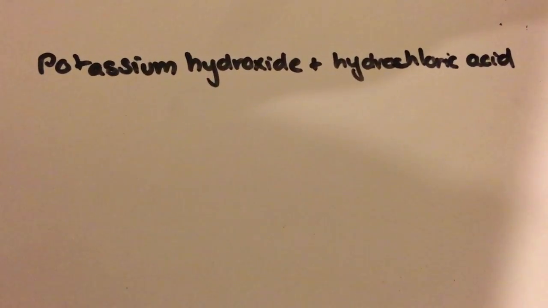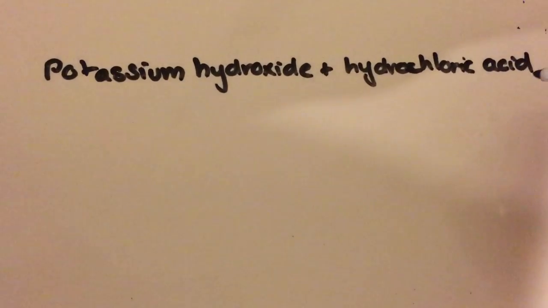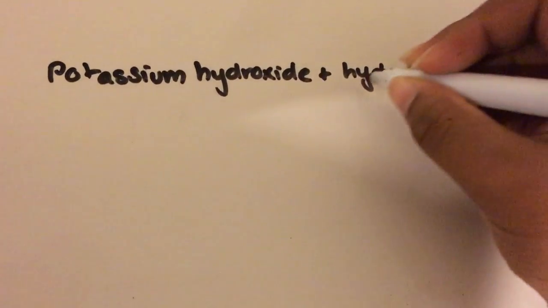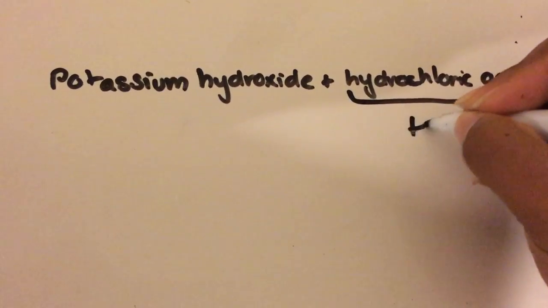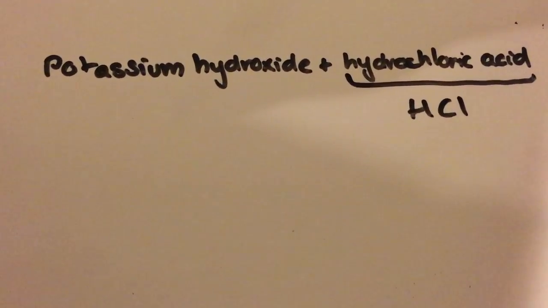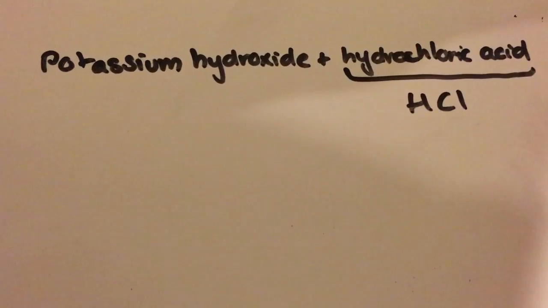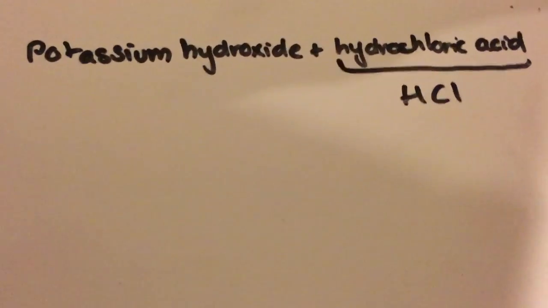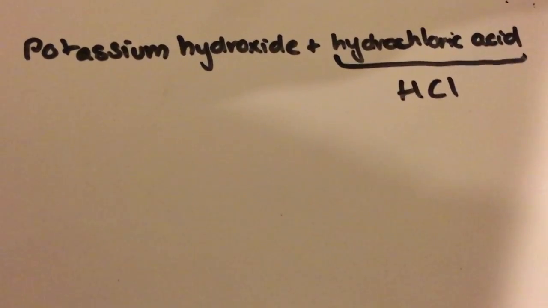Okay, so the first step is to get the formula of your reactants. So the formula for hydrochloric acid is HCl. Make sure you learn the formulas of the acids. They aren't given to you in the exam, and they can get really confusing.